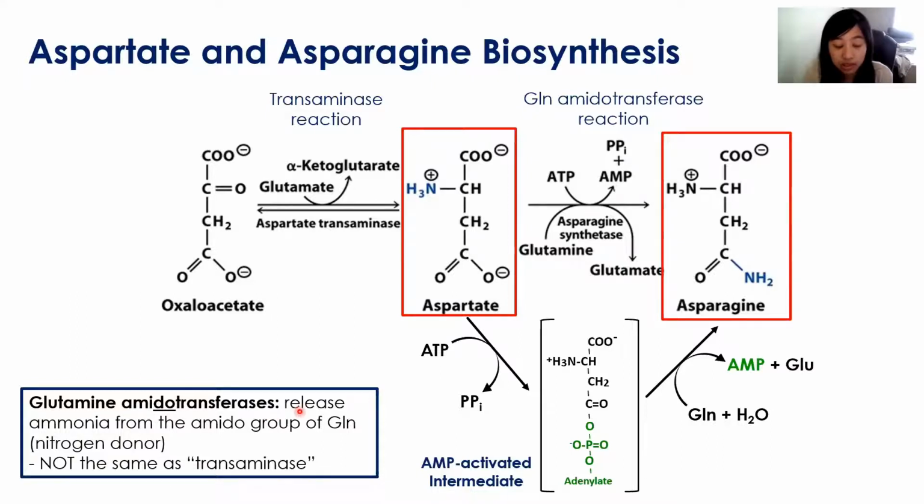This reaction releases an ammonia from the amino group of glutamine and transfers it onto aspartate. So note that this type of reaction is not the same as the transaminase reaction. It uses a very different mechanism.